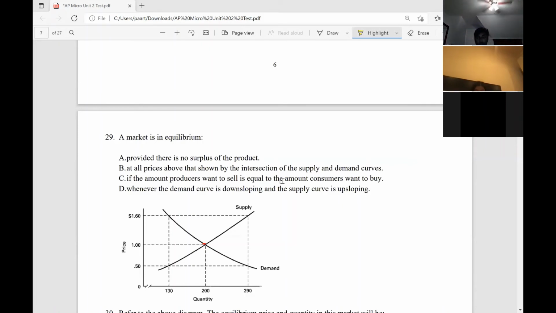So equilibrium is at this point where the quantity suppliers want to supply is 200 in this case, and the demand for that is $1. So the answer that best goes with this idea is C.